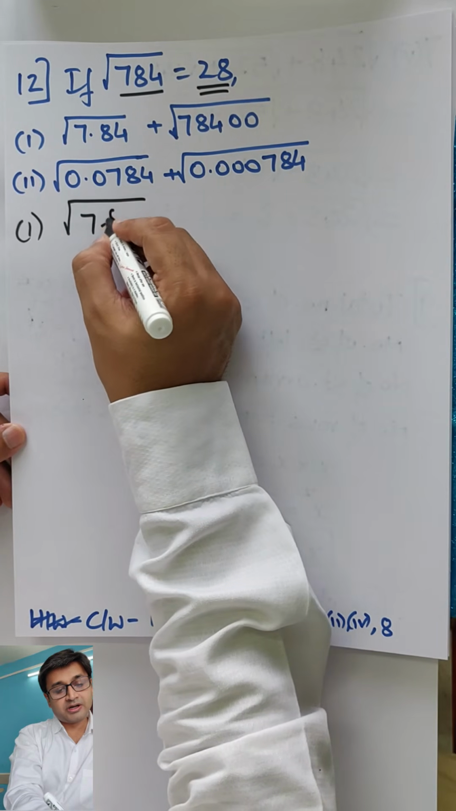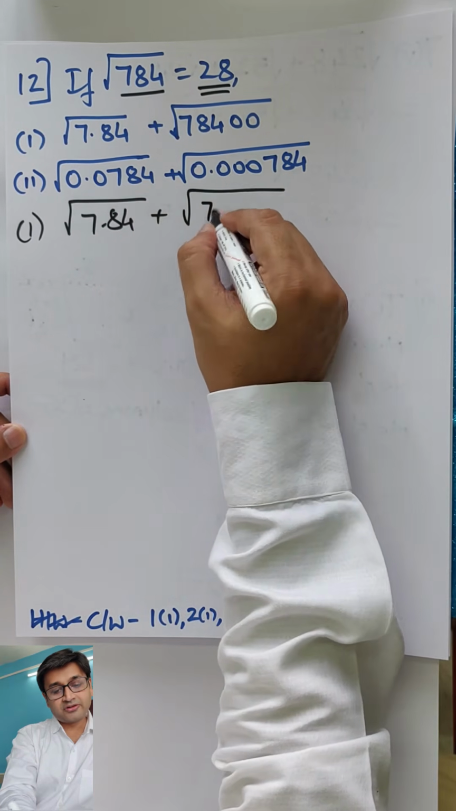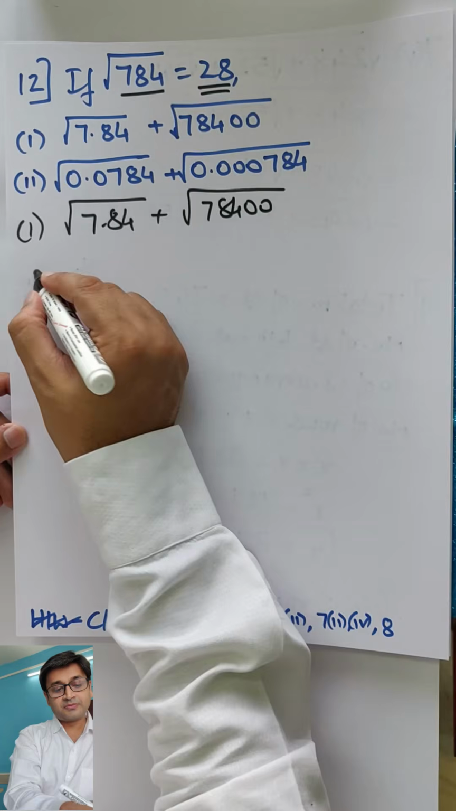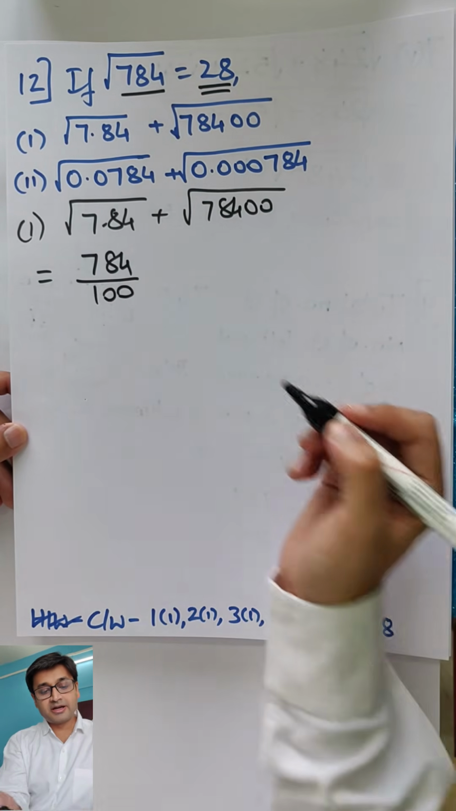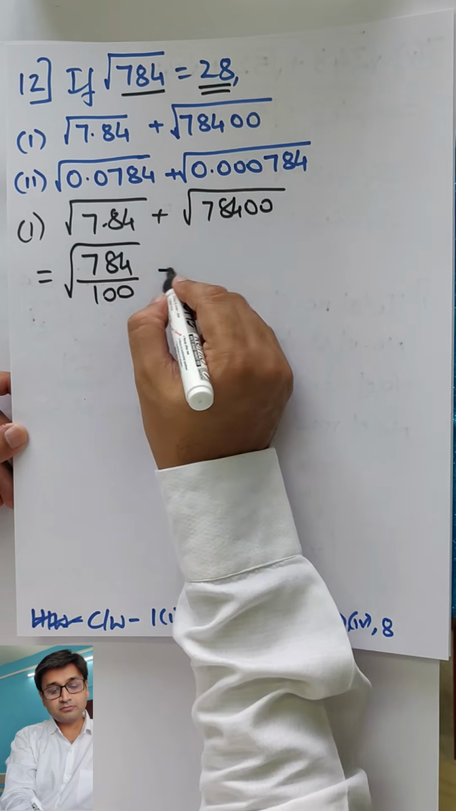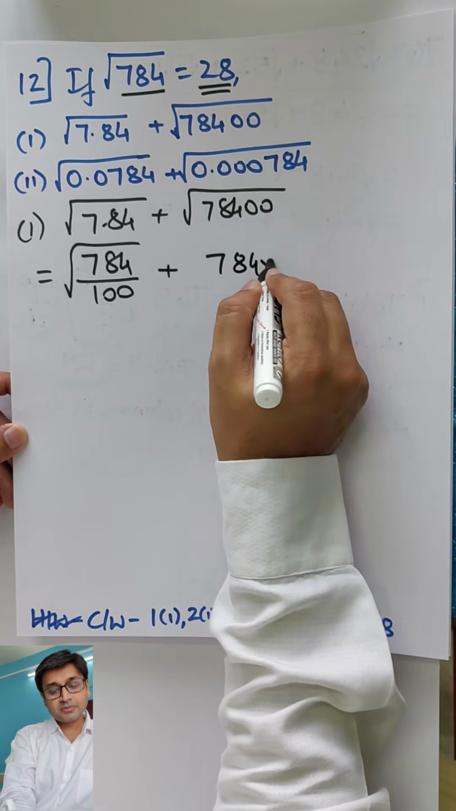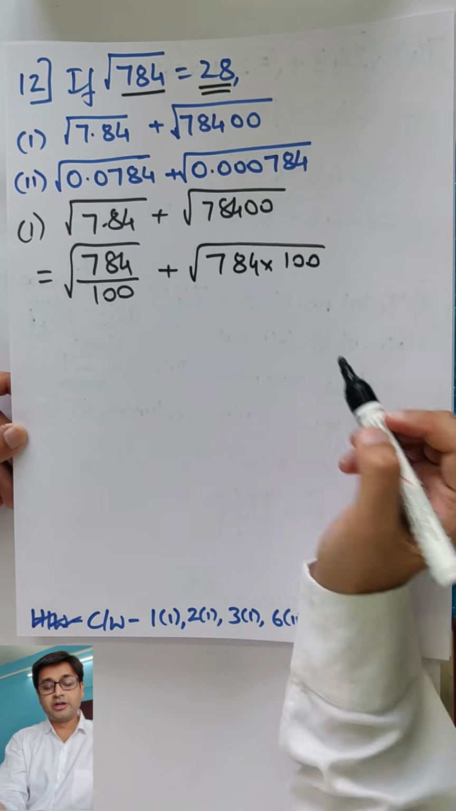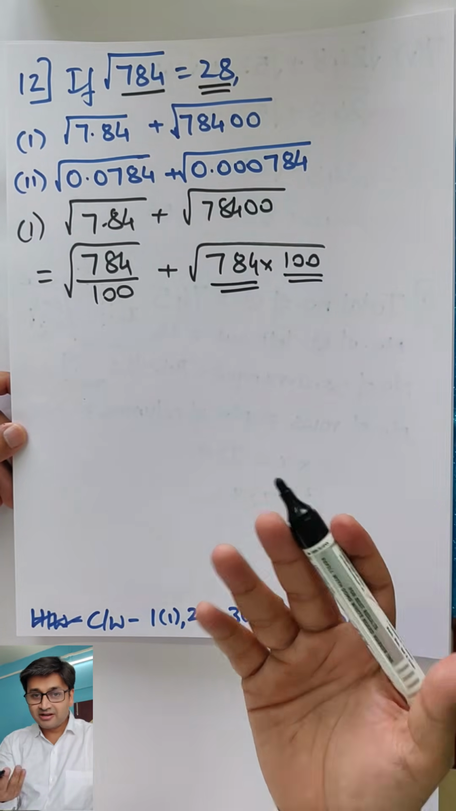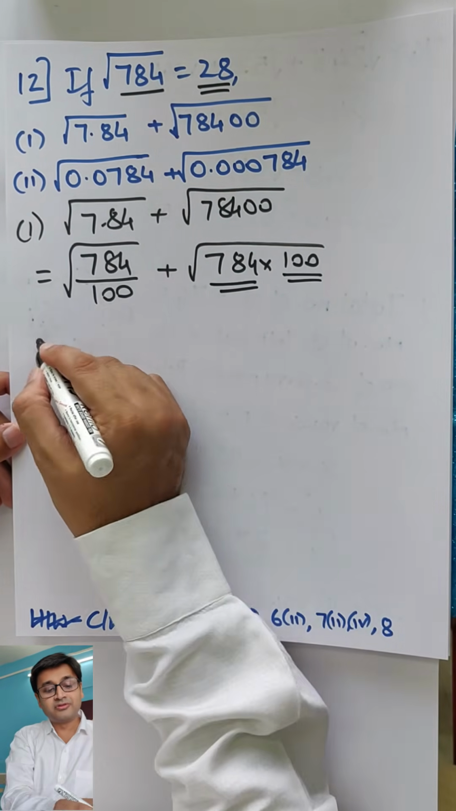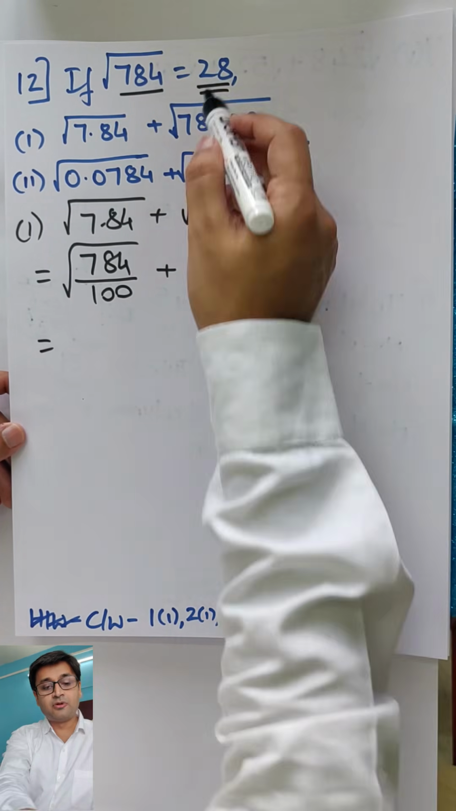So root of 7.84 plus root of 78400. See how you will work with decimals. First of all, remove them by taking two zeros at the bottom. Separate them. How will you separate? So into 100. Now the root of 100 we know is 10 and this we already know is 28. How simple. They were trying to fool us. We fooled them.